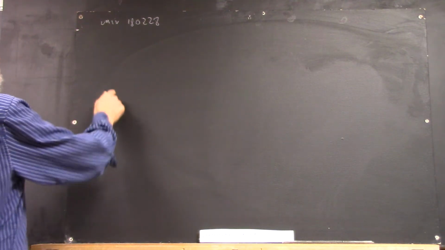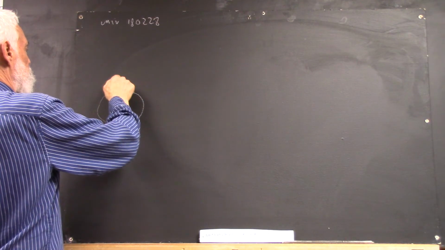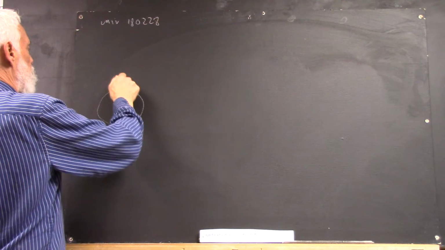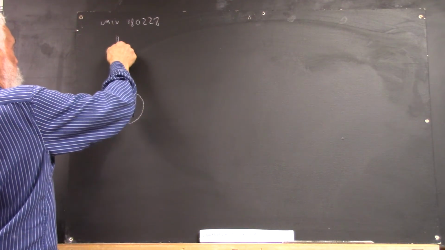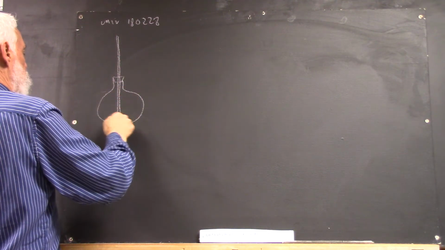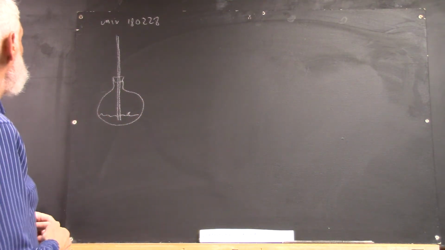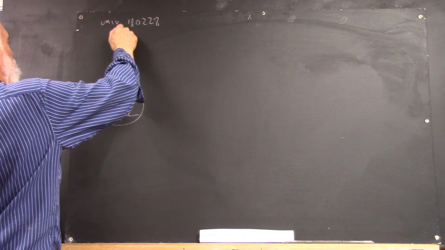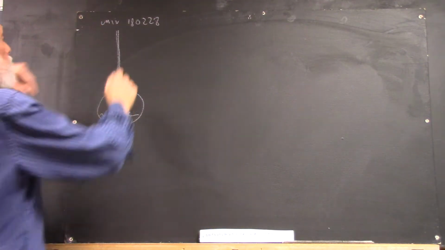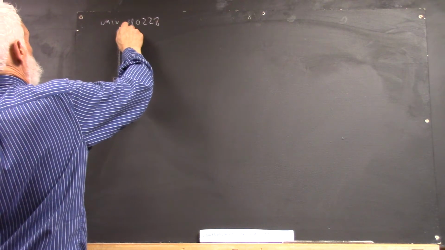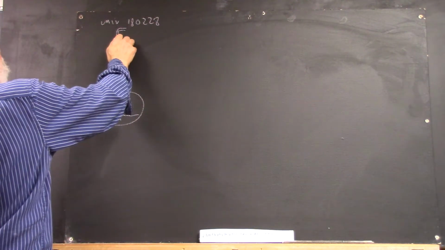We have a situation where we have a bottle sealed, except that we have a thin tube down here into some water. And we heat this system up to the point where water rises to some given height, h.